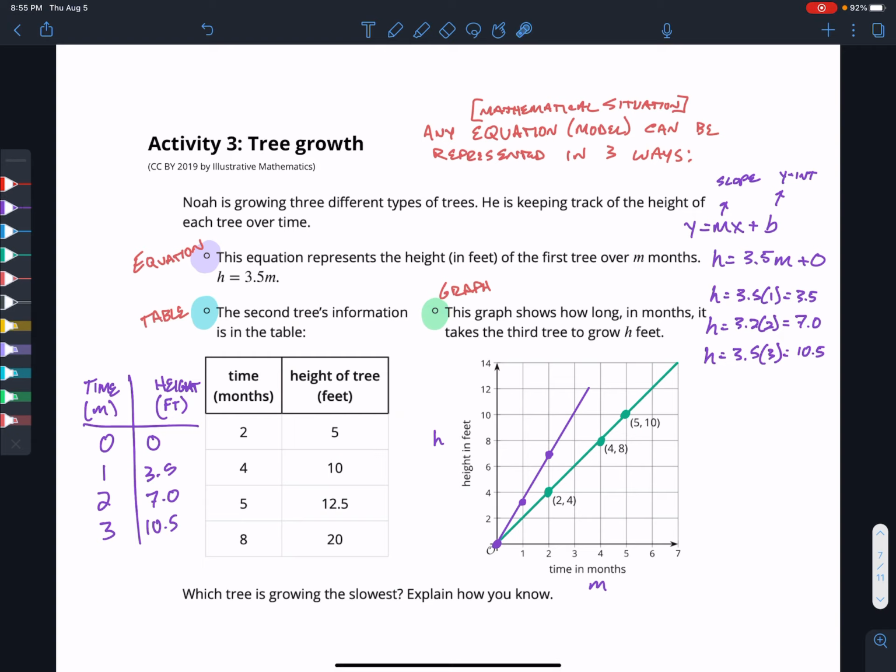So I can already see that this one is steeper. So at 2 months, this green one has grown 4 feet. At 2 months, this purple one has grown 7. So it already looks like this one is going to be growing faster than this one.